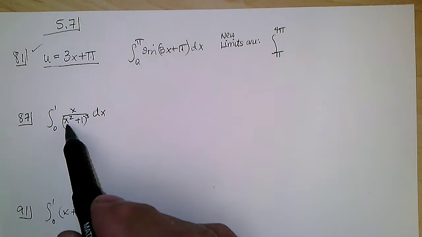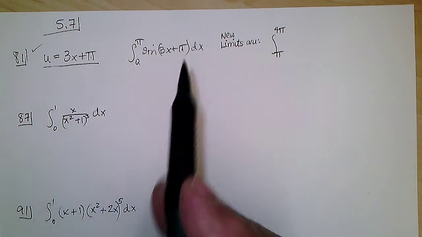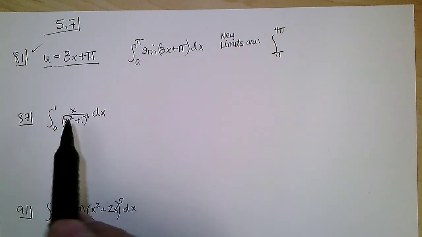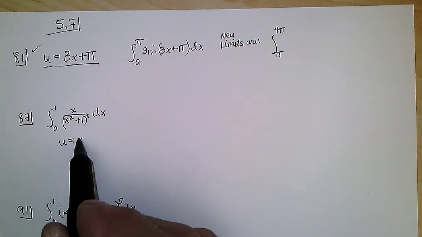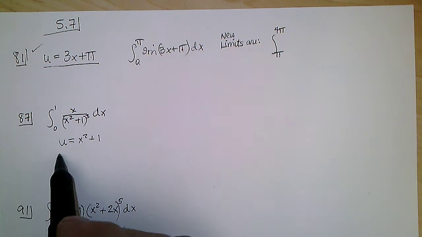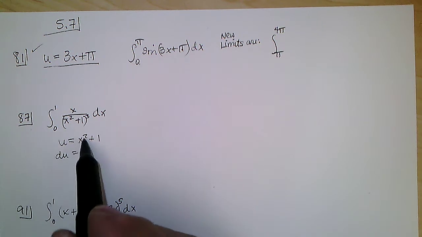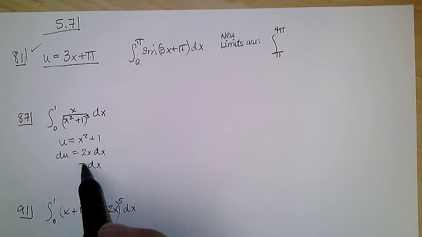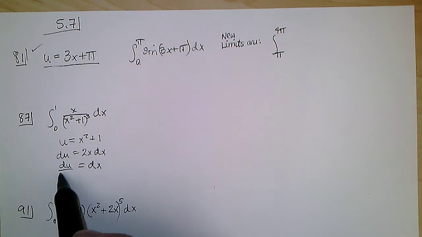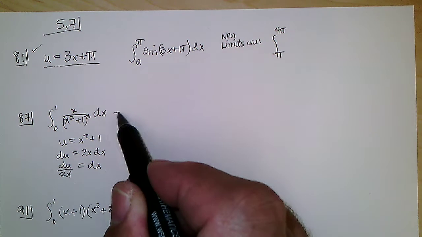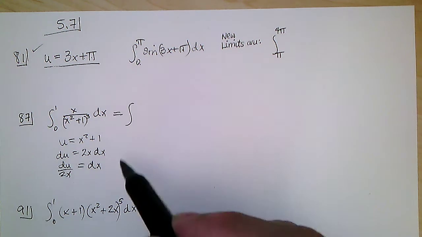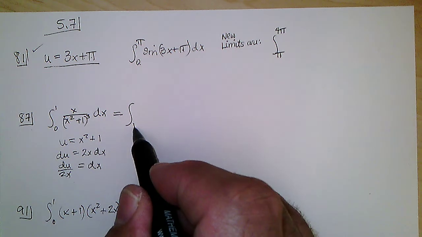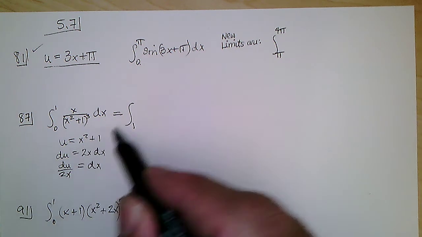87. They don't tell you what to let u be here, but the messy part might be the x squared plus 1. So if I let u equal x squared plus 1, du would be 2x dx, and dx would be du over 2x. And so we're going to have new limits. 0 squared plus 1 is 1. 1 squared plus 1 is 2.